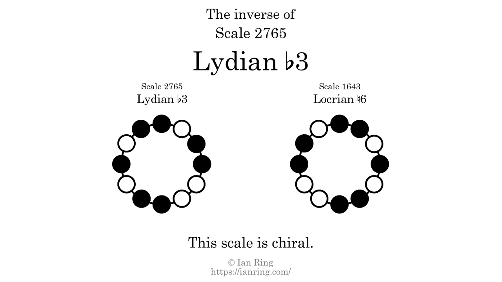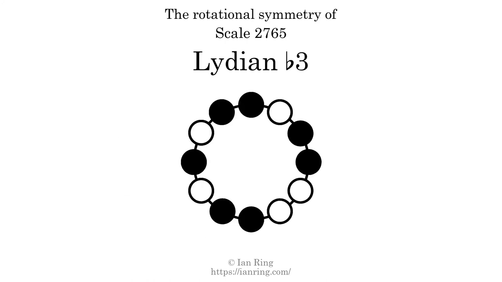The inverse of a scale is a mirror image. It is what you get when the sequence of intervals is reversed. The inverse of this scale is scale 1643, also known as Locrian natural 6. This scale is chiral. It cannot transform into its inverse by rotational transformation. This scale has no rotational symmetry.